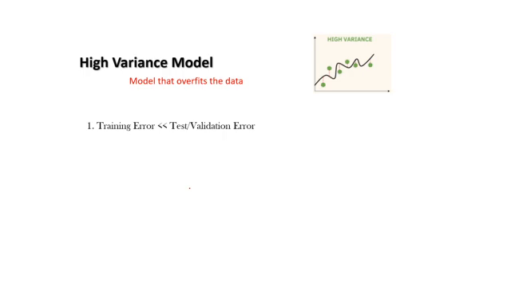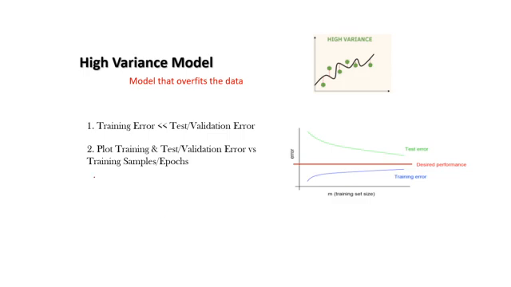First of all, the training error of a high variance model will be much less than the test or the validation error. Now if you plot the training and the test or the validation error versus the training samples or epochs, your plot is going to look like this. Ideally, your test error and your training error should match at some point. But here, no matter how much you train, the test error will not decrease, and they will almost move like two parallel lines, where training error is quite low and the test error is quite high, as you can see here.